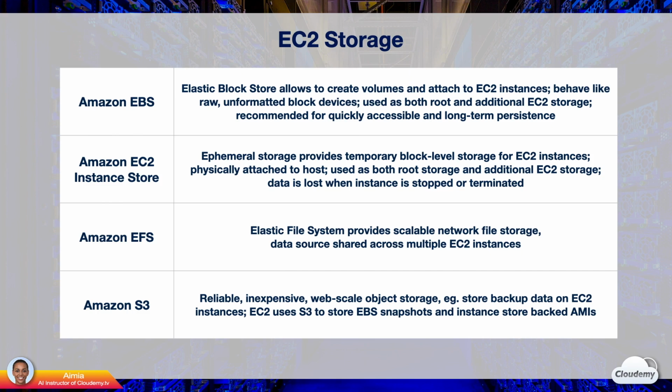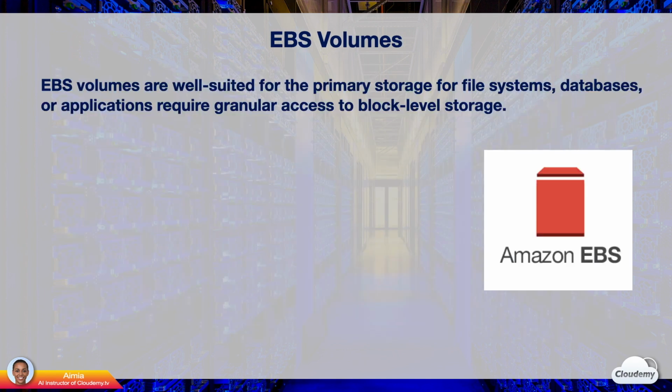Amazon EBS is the most common storage service used as primary storage for EC2. We will focus more on EBS for now. You can create EBS volumes and attach them to EC2 instances. EBS volumes are well suited for use as the primary storage for file systems, databases, or any applications that require granular access to block-level storage.